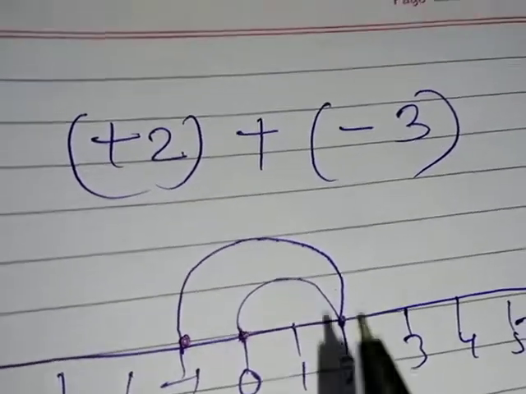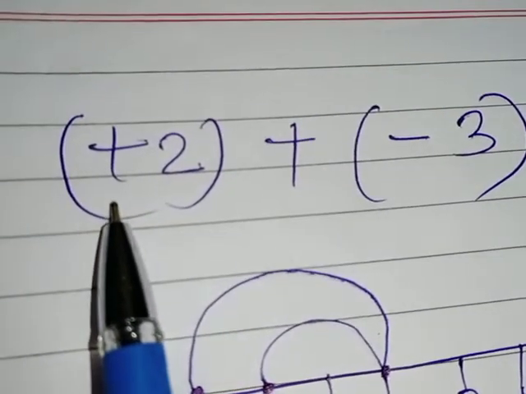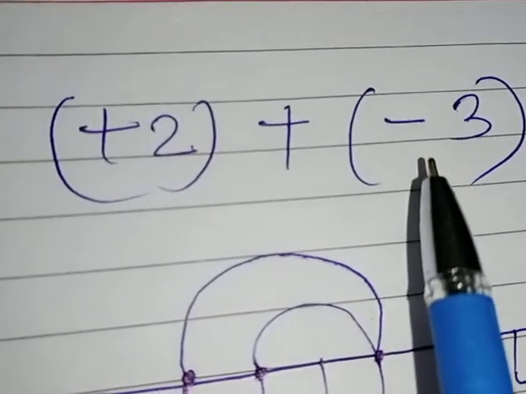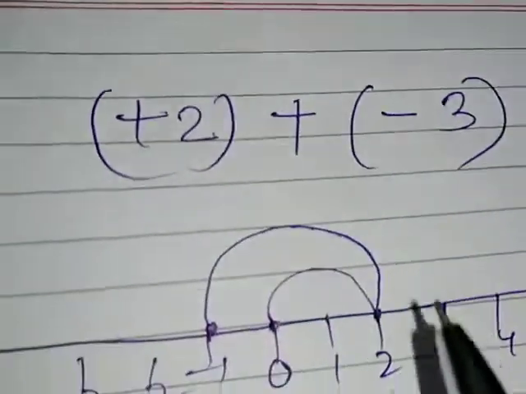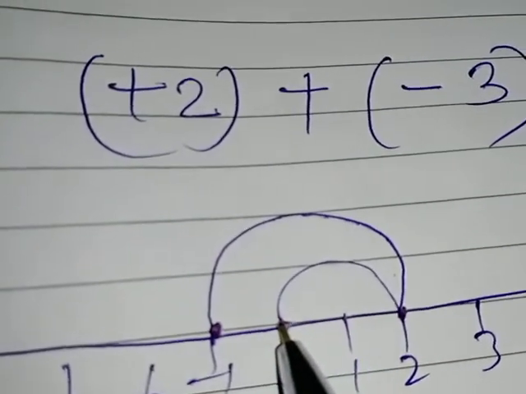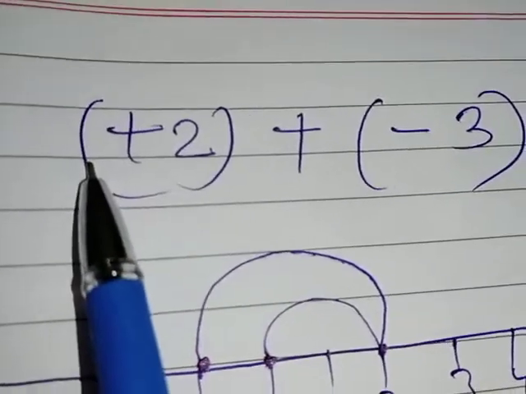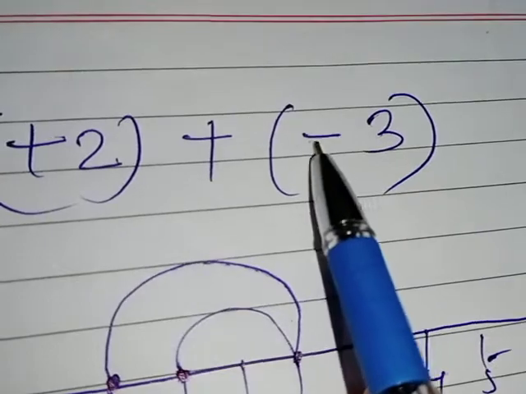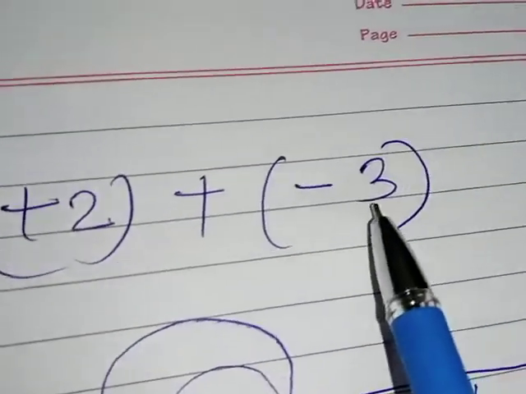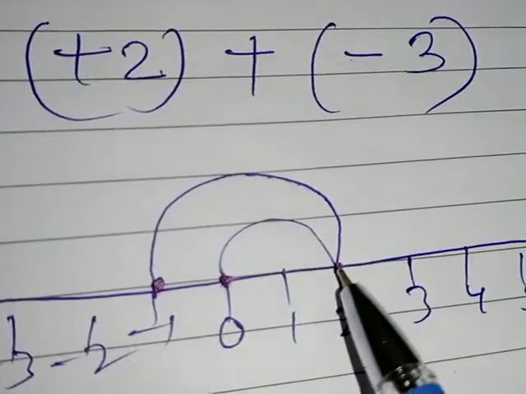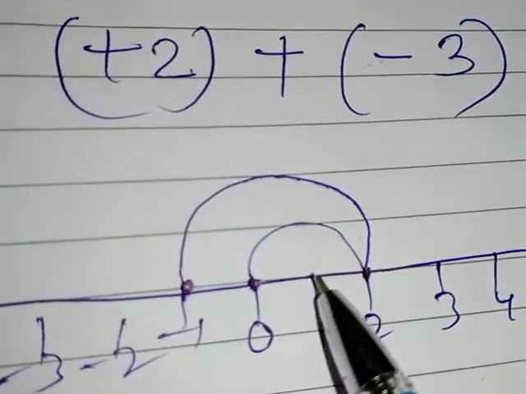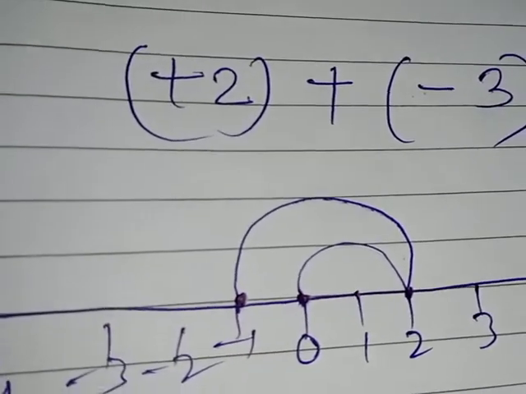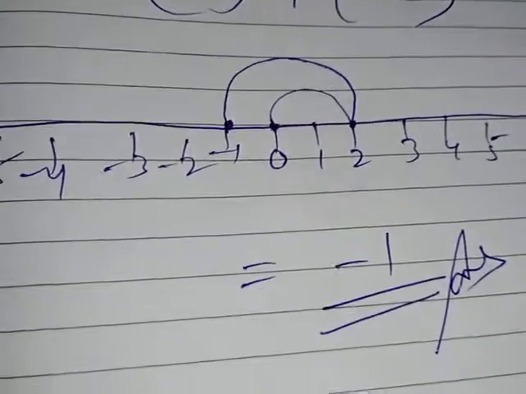Clear? Once again I'll tell you. If we have one positive and one negative, what we have to do is, first of all, starting from 0, we will take a right turn for the positive integer 2 here. Then we have minus 3. When we have a negative integer, we are coming to the left side. This is given 3, so 3 jumps we have to take. We are on 2. So from this 2 till 1 is 1 jump, till 0 is the second jump, and till minus 1 is the third jump. Clear? So when positive and negative, we'll solve like this.